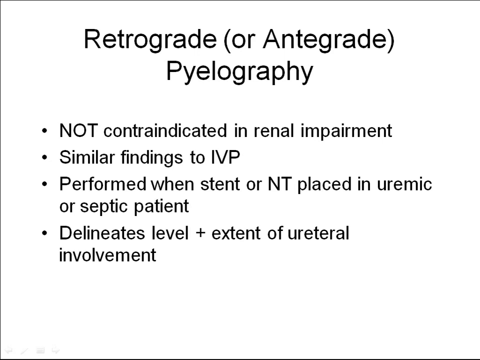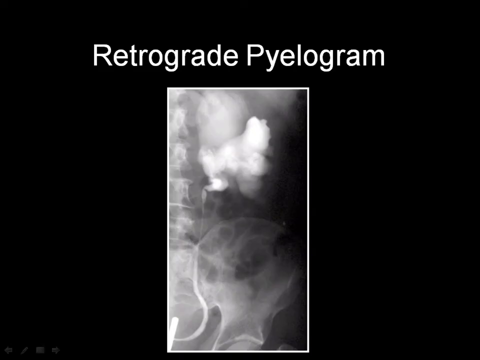Retrograde or antegrade pyelography is not contraindicated in renal impairment and shows similar findings to IVP. It's useful in surgical planning, typically performed when a stent is placed or a nephrostomy tube placed in a uremic or septic patient with RPF. It's useful at delineating the level and extent of ureteral involvement. It's a typical retrograde pyelogram showing the cystoscope in the bladder and thinning of the mid to proximal ureter with proximal hydronephrosis.